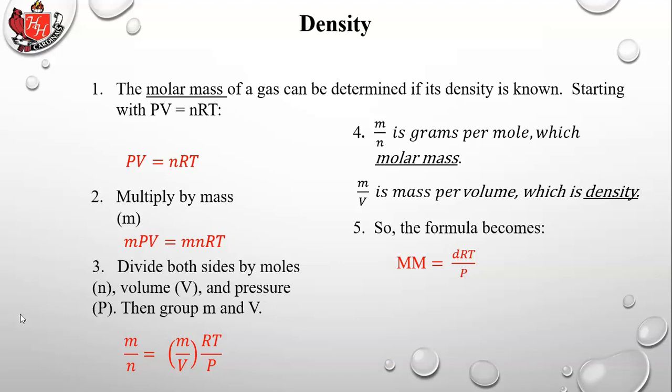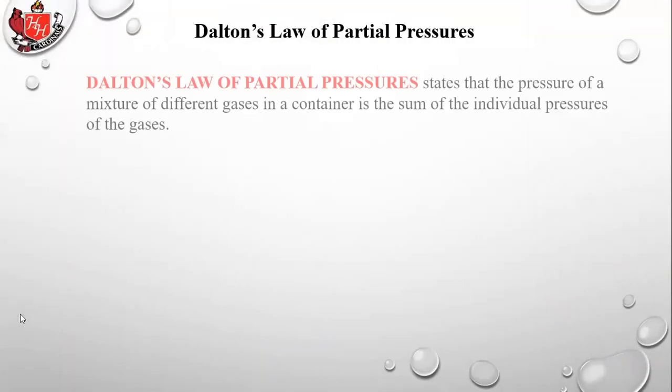So let's see an example. So MM is molar mass and density is measured in grams per liter. Okay, so Dalton's law of partial pressures. Actually, we're not going to see an example of what I just showed you. We're just going to move on to this.